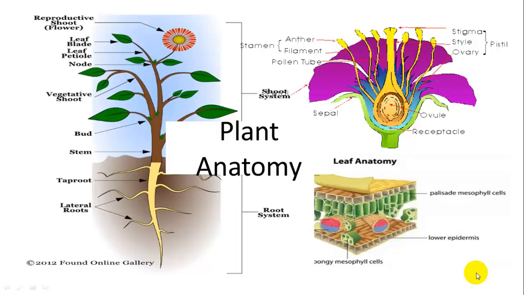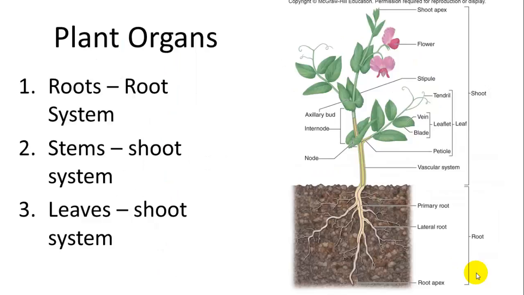So we've looked at some anatomy as it relates to the life cycles of the different plant groups. But now we're going to get into a little more detail about plant anatomy, and this most specifically applies to angiosperms. And we'll start with the plant organs.